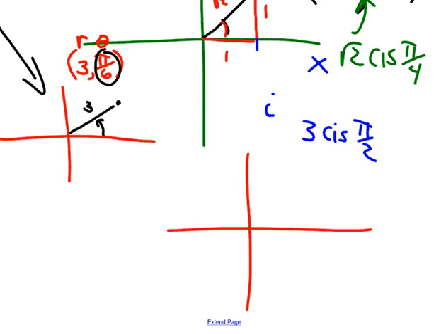I wouldn't start with the radius of 3, because it's hard to know where to draw it. You've got to draw something that's 3 long, but in what direction? I'd start with the pi over 2. Pi over 2 is going in this direction. And then how far should that go? 3. So then I say that that's 3.